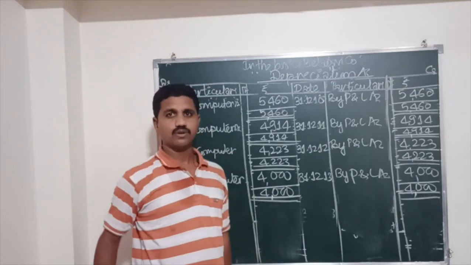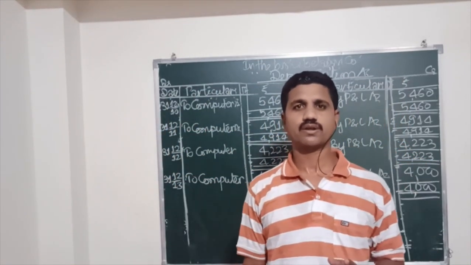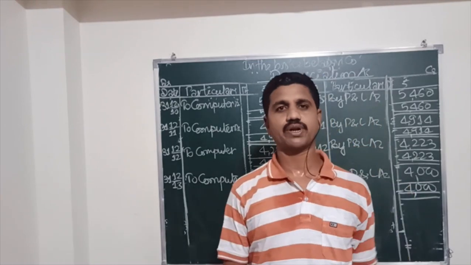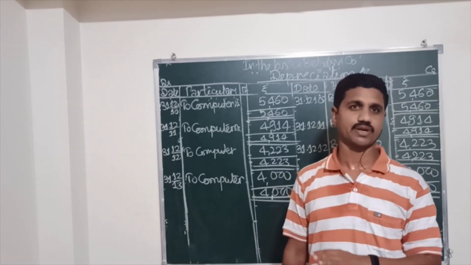So this is how the interest account is prepared, depreciation is prepared, the hire vendor's account is prepared, and the asset account is prepared. So these are the necessary ledger accounts to be prepared here.